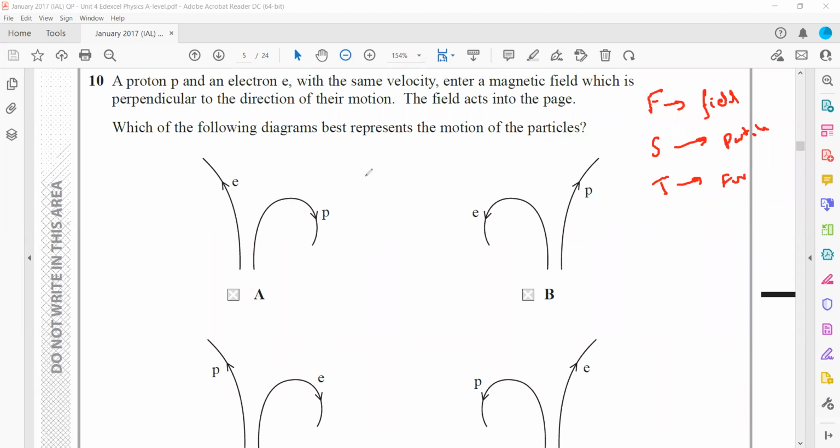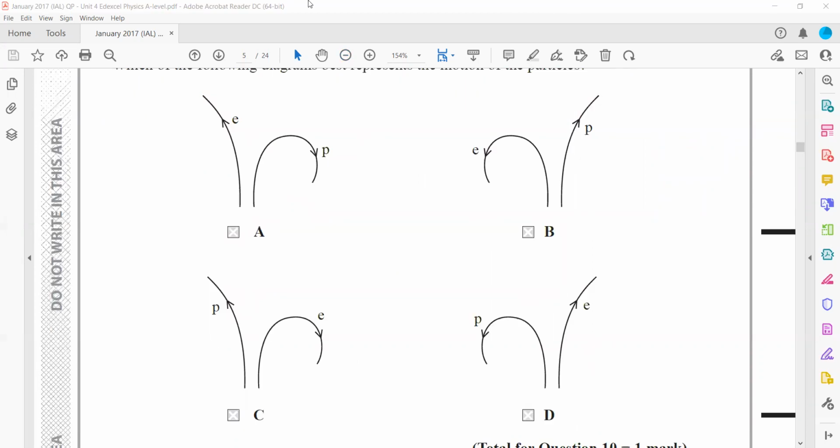So when I apply it, the magnetic field is into the page and the particles are moving in this way. When I use the left hand, my index finger should point into the page, the second finger represents the direction of the particle. So the force is toward the left hand side. So it means the proton should go left. If the proton is going left, the electron should go right. So in which diagram is the proton going left? Either C or D can be the answer. But then which one deviates more? Because the electron has less mass, it deviates more. The proton has more mass, so it deviates less. So that's why C is the right answer.